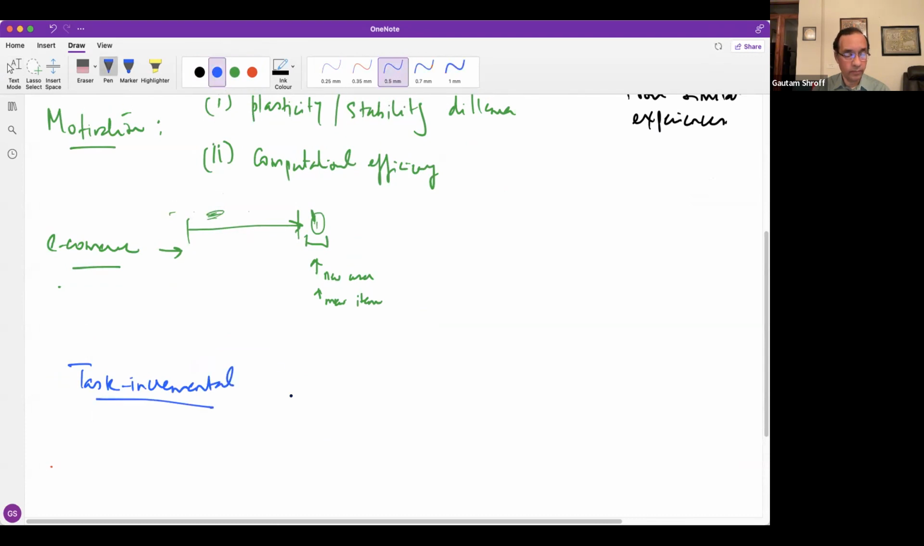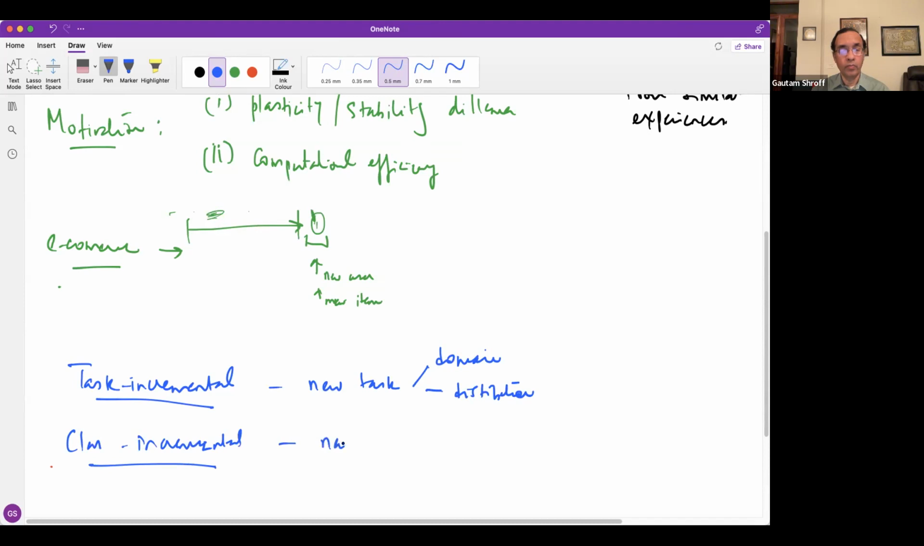Task incremental, where there's a new task, which could be a new domain, a new distribution, or it could be what is called class incremental, where there are new classes or label distribution. So let me explain what these terms mean.